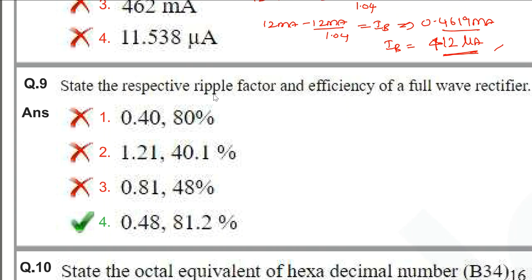Next one, state the respective ripple factor and efficiency of a full wave rectifier. I will write for the full wave rectifier and for the half wave rectifier, with ripple factor and efficiency. For a full wave rectifier, the ripple factor is 0.48 and efficiency is 81.2 percent. For a half wave rectifier, the ripple factor is 1.21 and efficiency is 40.6.